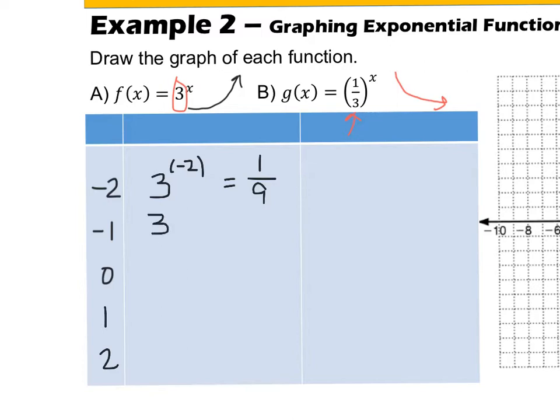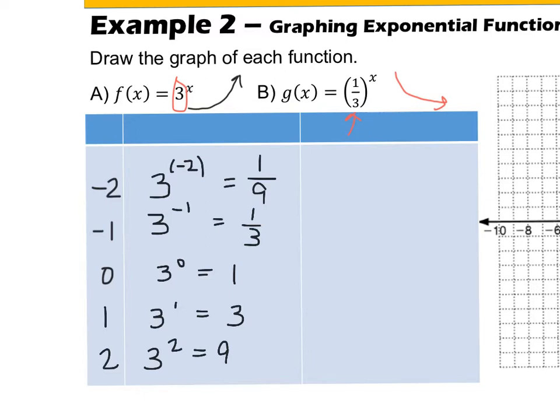Let's evaluate 3 to the negative 1. What's 3 to the negative 1? One third. All right, so then I have 3 to the 0 power. What's anything to the 0 power? 1. What's 3 to the first power? 3. What's 3 to the second power? 9. Do you see how your numbers are getting bigger? They're increasing.